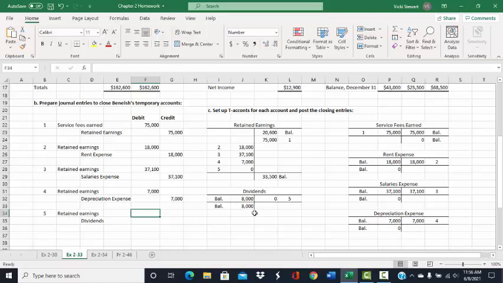Dividends also has a debit balance. So to close dividends, we'll debit retained earnings for $8,000 and we'll credit dividends for $8,000. And now we see dividends is zero. And we notice that our retained earnings ending balance in the T account is $25,500, which is the amount from our statement of stockholders' equity. So that is the conclusion of the demonstration for exercise 233.